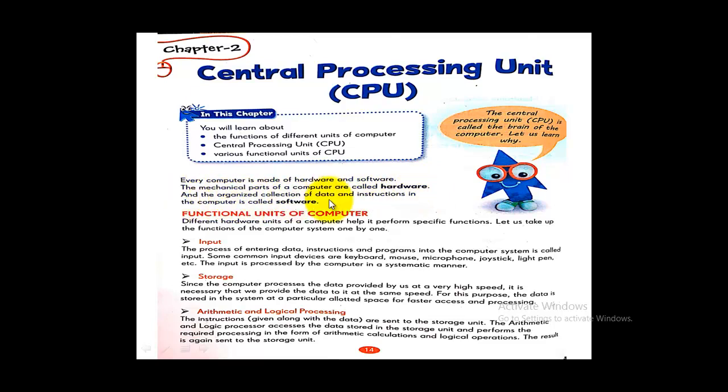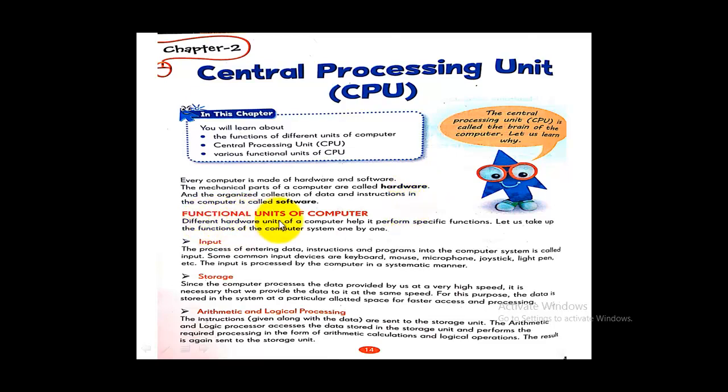Then the organized collection of data and instructions in the computer is called software. Organized collection of data and instructions are in the form of a program. Now hardware we can touch, we can feel. Software we cannot touch, it is a program, but hardware we can touch.